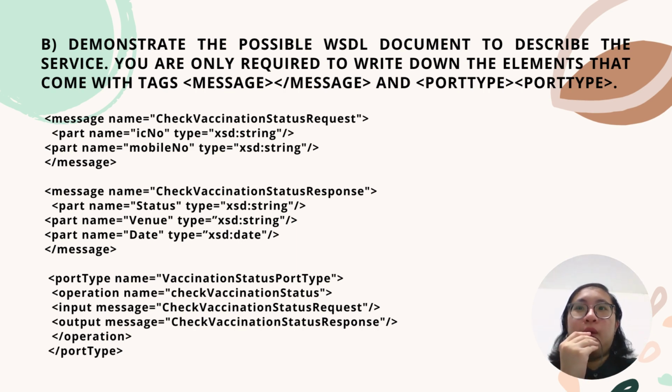And then last but not least is the port type, where the first part is the port type name, vaccination status port type. And in the port type tag, we have three types of tags. First of all is the operation name, which is check vaccination status. The input message, which is from the first message name, check vaccination status request, and the second one is the output message, check vaccination status response. And then we will have closing tags for operation and also port type. That is all for my question.